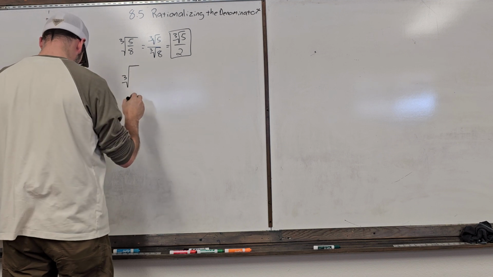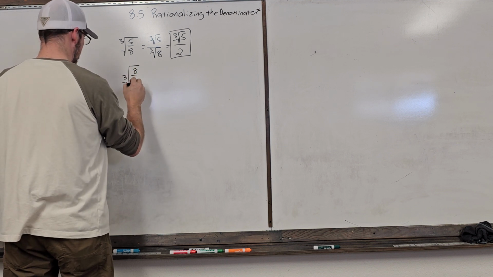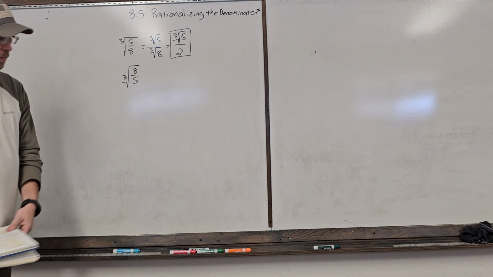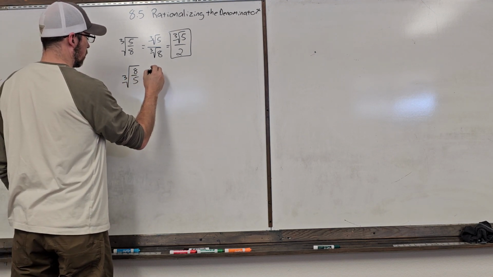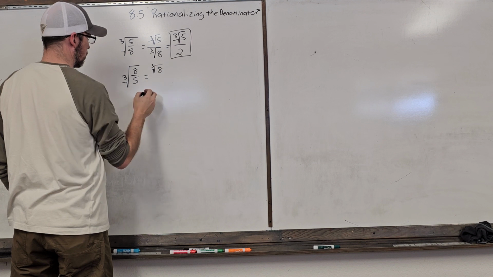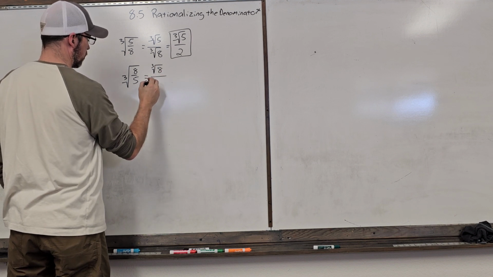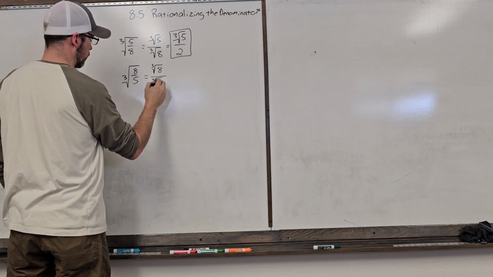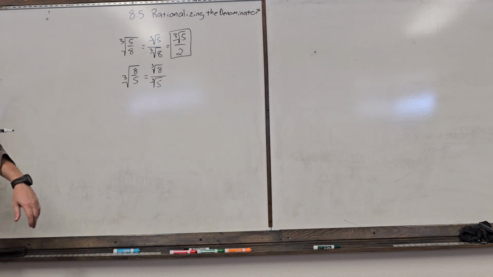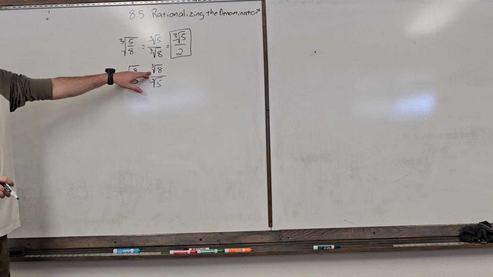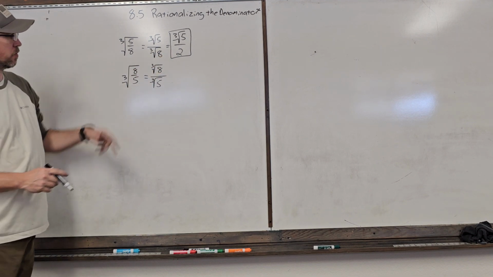The cube root of 8/5 is equal to the cube root of 8 over the cube root of 5. Alright, so the top, we already know, we just saw that, it's 2.